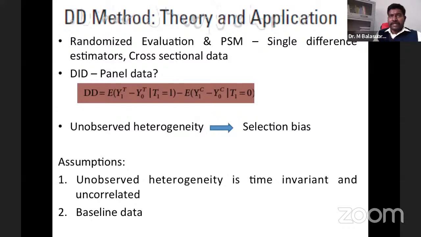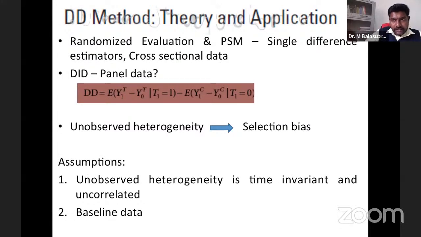Okay, this is a simple equation of this double difference method. Now we are going to see it graphically, and with estimators also, how to develop the estimator for this equation. Here, as I said already in the previous two methods, particularly PSM, there might be a chance of unobserved heterogeneity. What is meant by the unobserved heterogeneity? This is nothing but there may be an unobserved difference in mean counterfactual outcomes between the treated and non-treated. It may be available.